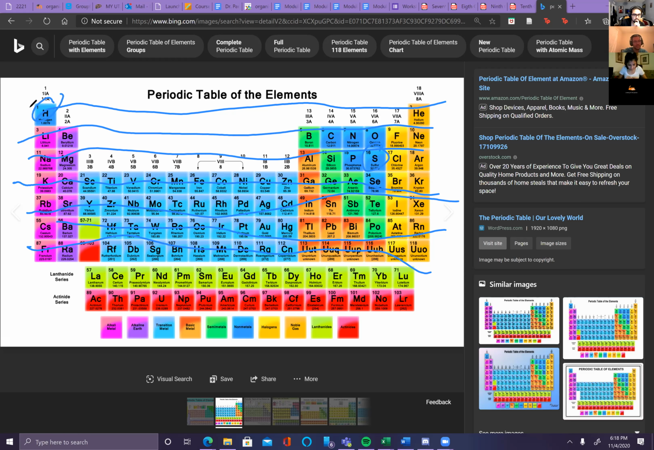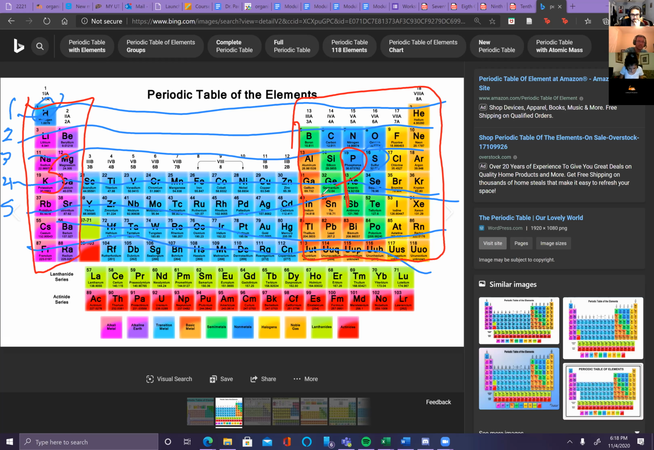So 1, 2, 3, 4, etc. Now we've done energy levels. The next thing that we need to know are the subshells. Each area has its own subshell. This area is S. I probably should have chosen a different color. Let me know if you have a problem with it. This one's P. This one's D. And this one down here is F.